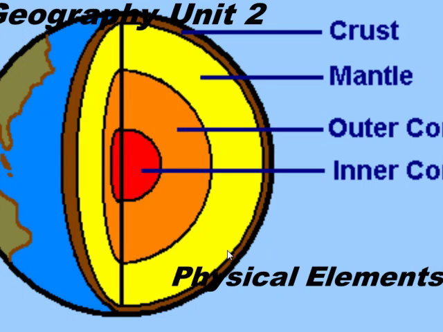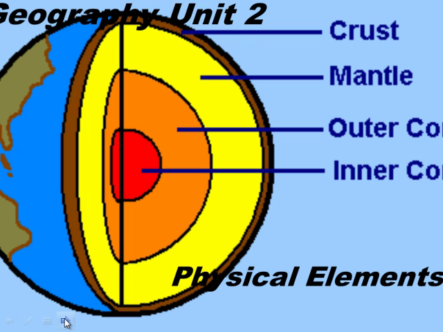Unit 2 in geography deals with the physical aspects of geography, the physical elements, and specifically those aspects of earth, like dirt, like lava, like the ground you walk on. So one of the things that you need to realize is that the earth, this is a rough diagram of what the earth looks like.